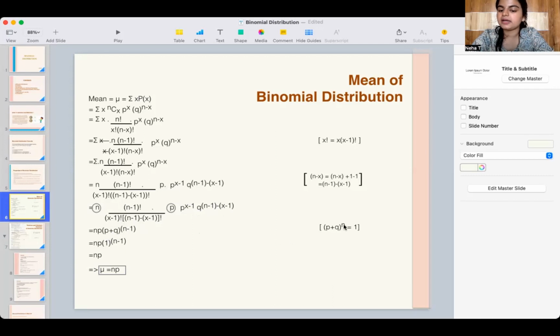And p plus q power n is equal to 1. So 1 power n minus 1, or 1 power anything, will be 1. So we'll have np into 1, which is nothing but np. So this is the mean for the binomial distribution.